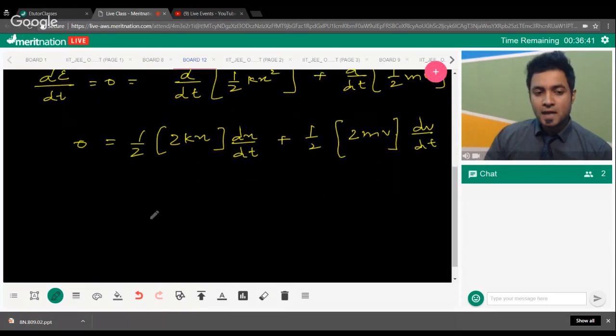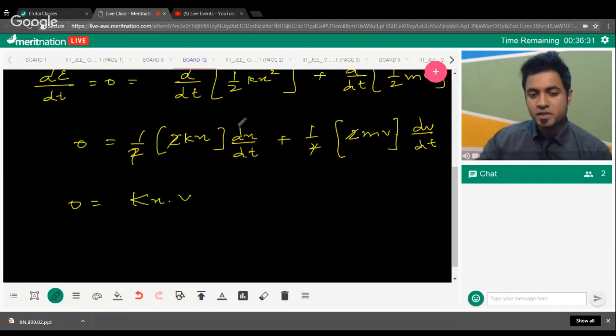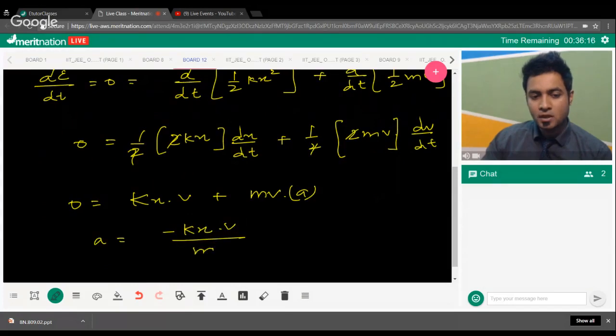So you know that here we can just cancel these terms. If you do all the mathematics here, you are getting kxv, because dx upon dt is nothing but v, plus mv times, what is that? dv upon dt is nothing but a. So if you're calculating the acceleration from it, what would you get? You will be getting minus kx v upon mv, or basically you're getting minus kx upon m.